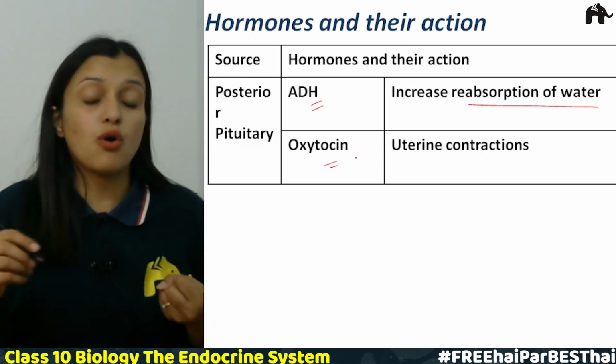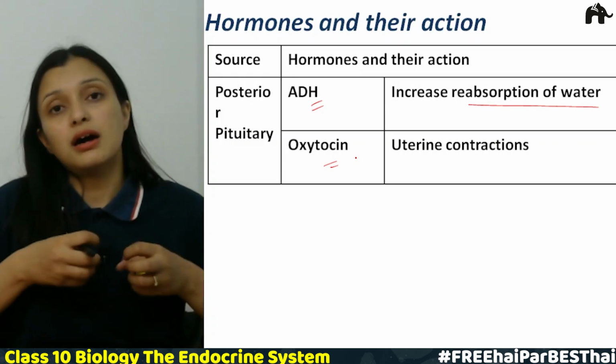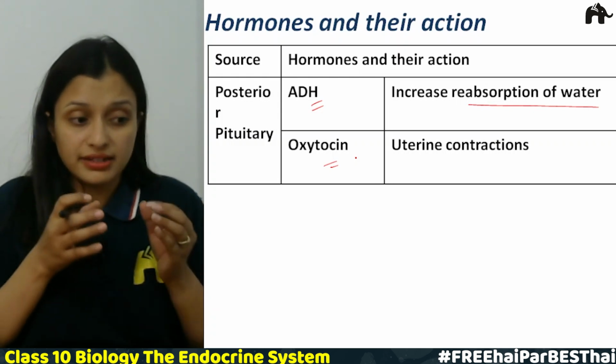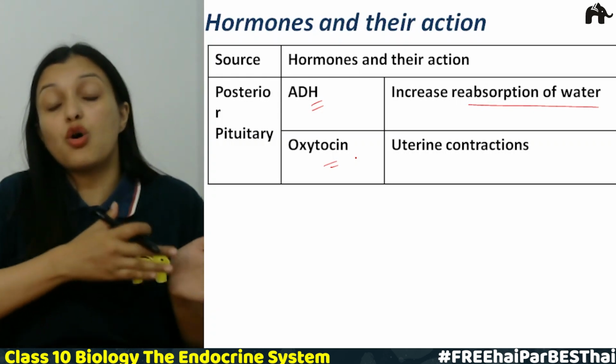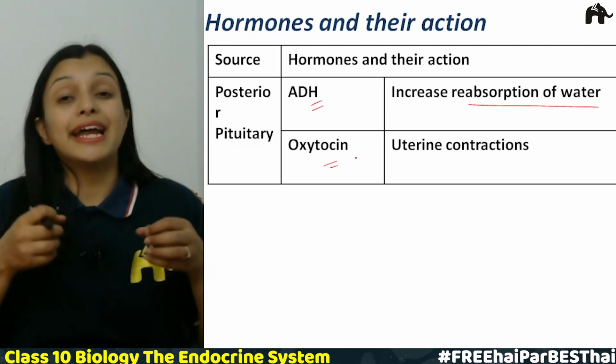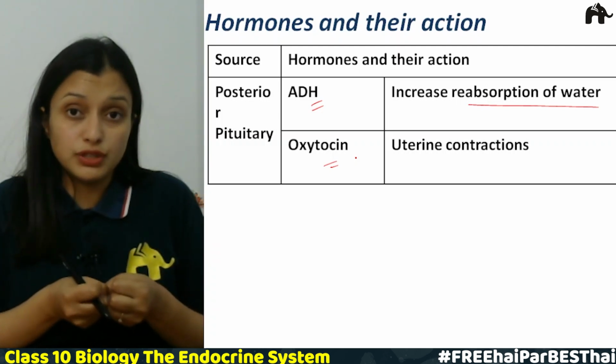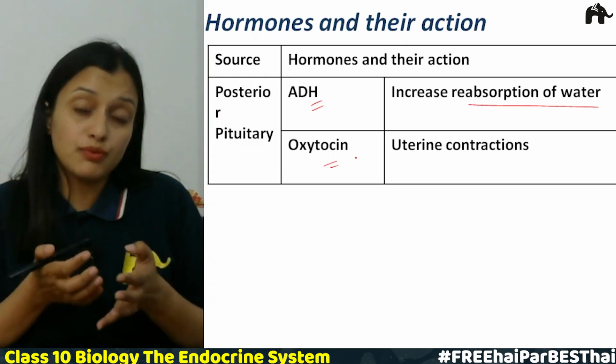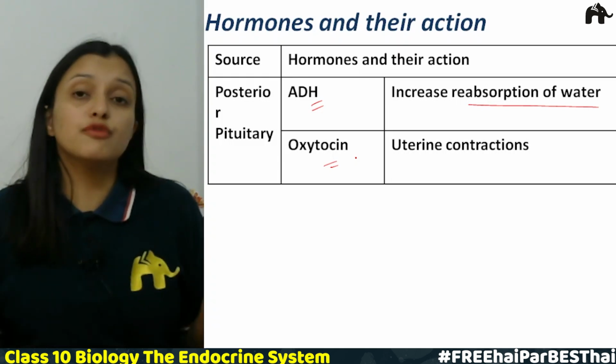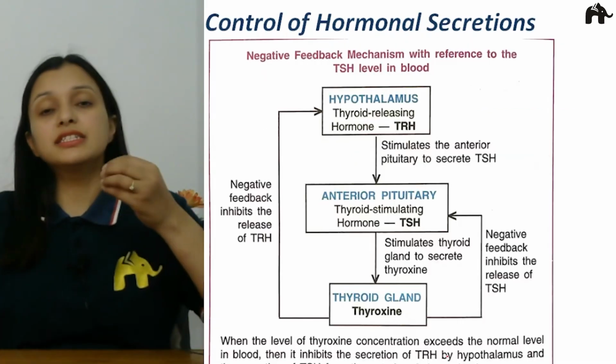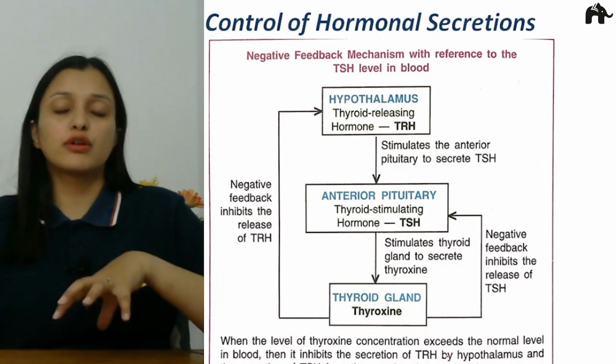And the second one is oxytocin. Whenever there is uterine contraction, at that time the hormone oxytocin comes into the picture, and it leads to contraction of the uterus so much that the baby is delivered, the baby comes out of the womb of the mother. So let us now talk about the control of hormonal secretions.